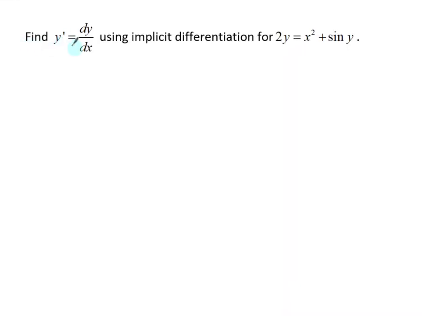Find y prime equals dy/dx using implicit differentiation for 2y equals x squared plus sine y. Now sometimes I think, can I solve for y first to make it an explicitly defined function for y? In this case, I can't, or it would just be too much work. So let's go ahead and just start taking the derivative with respect to x, that's what my goal is, of both sides, 2y, and the derivative with respect to x of x squared plus sine y.